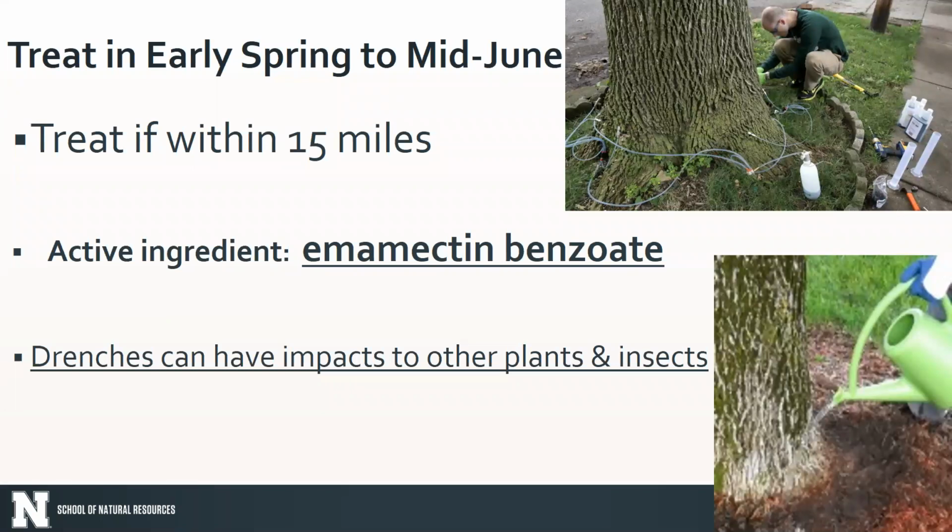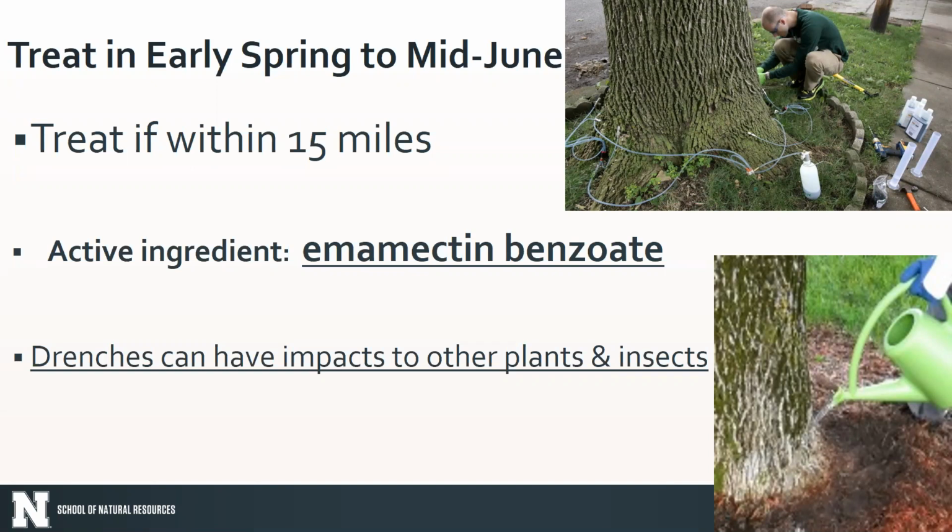You could probably go to a Lowe's or a nursery store and buy other treatments, one of which would be a soil drench. There are chemicals that are sold to be poured onto the base or the ground around the tree to then be taken up by the tree. The problem that we see with those chemicals is that they can run off and be taken up by other plants, and those can have impacts to pollinators and insects as well as those other plants. So soil drenches are not suggested, and really, if you're going to be treating your tree, these injections with that chemical are what are suggested.